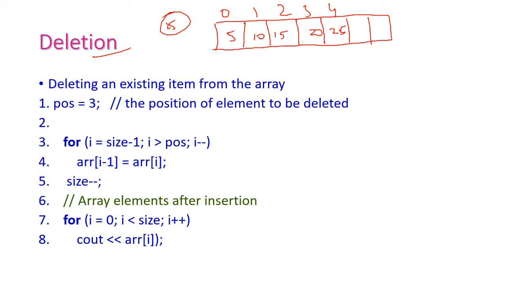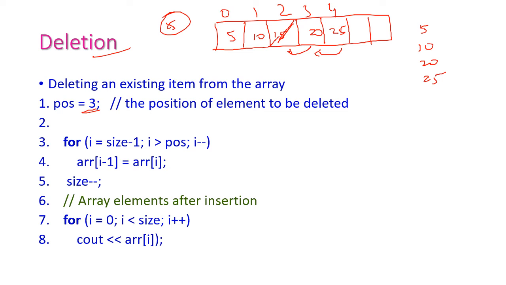Now, we need to remove the data item which is available in the third position. Third position means this one. The index is 2. This is to be removed. So now what do we have to do? These two items should be shifted one position left. What will be our new array? 5, 10, 20, 25, because 15 will be deleted.